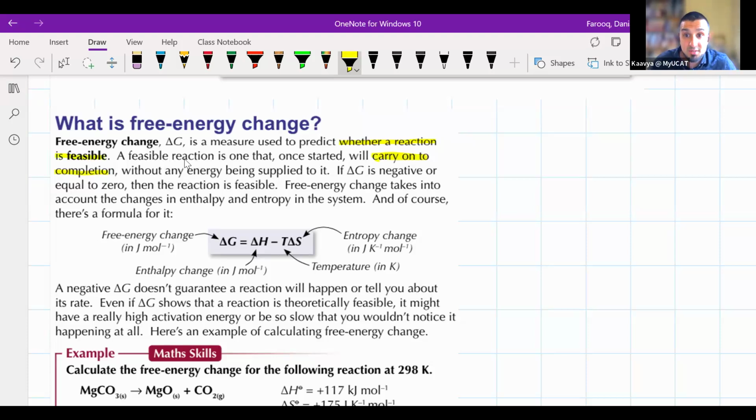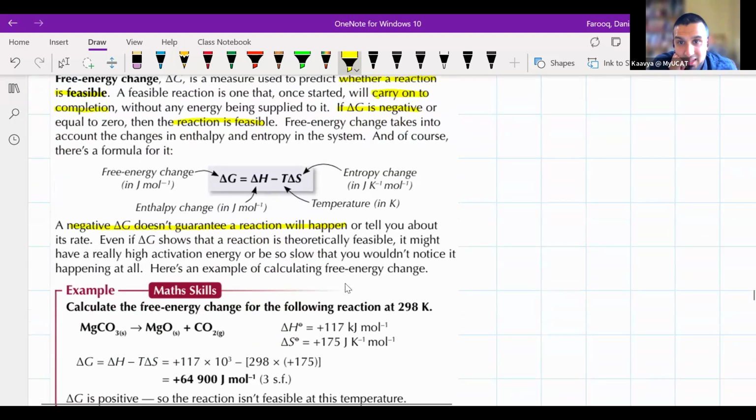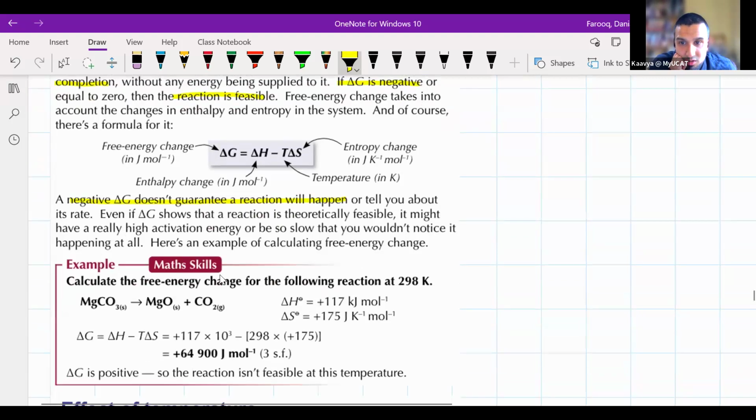So if G is negative, then it's feasible, okay? And obviously, if it's positive, then it won't be feasible, okay? A negative G doesn't guarantee that it will happen. It just means that it can take place. Just because a project is feasible doesn't mean that it's definitely going to take place. It just means that if the conditions were met, then it could be possible, okay?